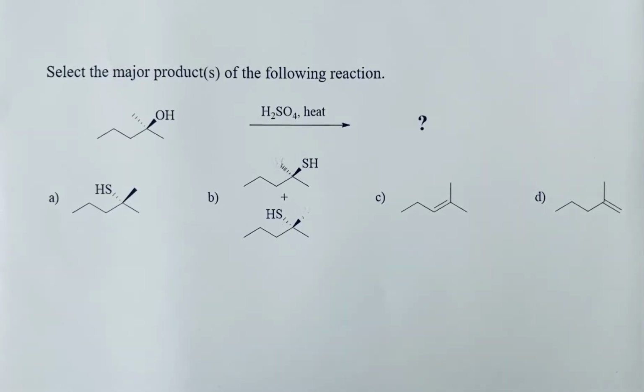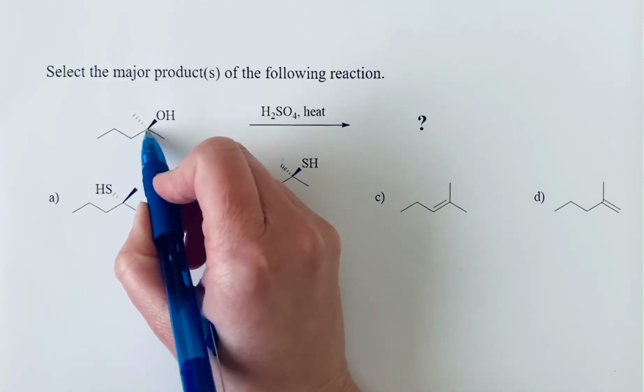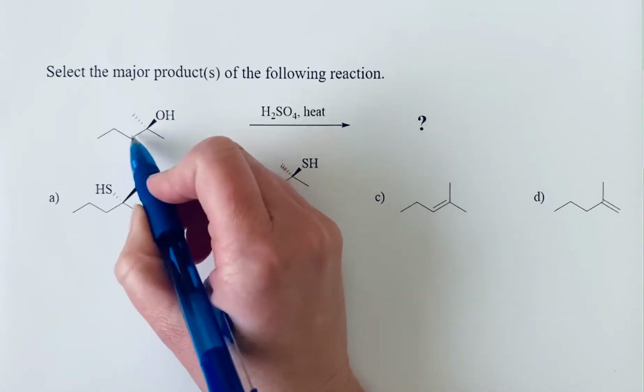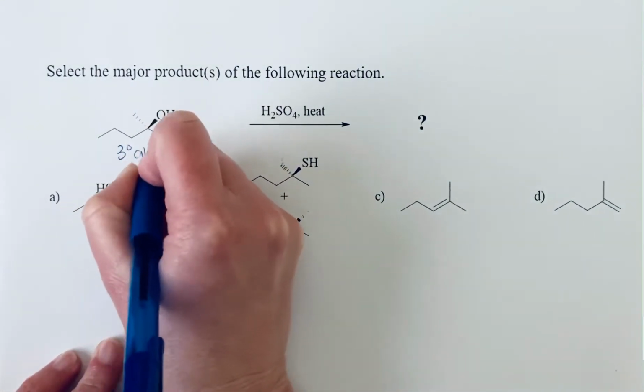Select the major product or products of the following reaction. So if we take a look at this reaction, our starting material is an alcohol, and that alpha carbon of the alcohol has bonds to 1, 2, 3 other carbon atoms. So this is a tertiary alcohol.